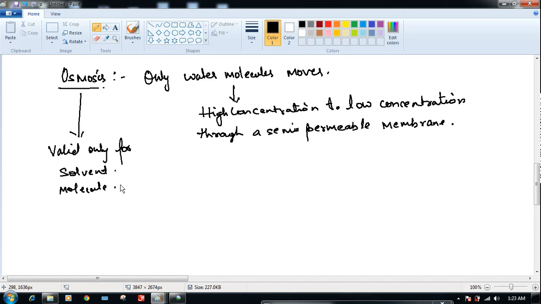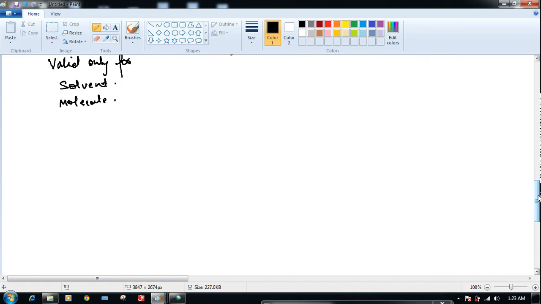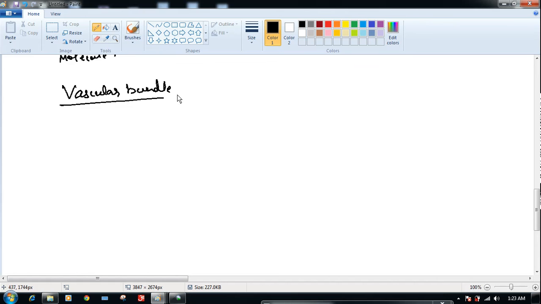So the next part which we are going to study here is the tissue system, that is called the vascular bundle. And in vascular bundle we will see two types of vascular bundle we have in the plant. First is your xylem and another is your phloem.